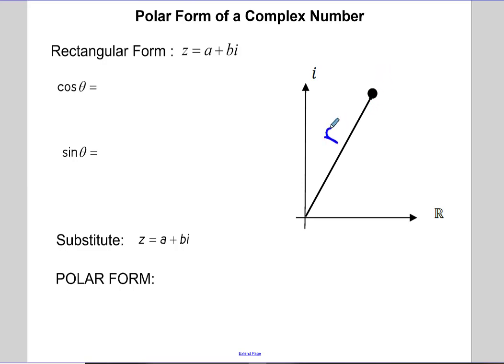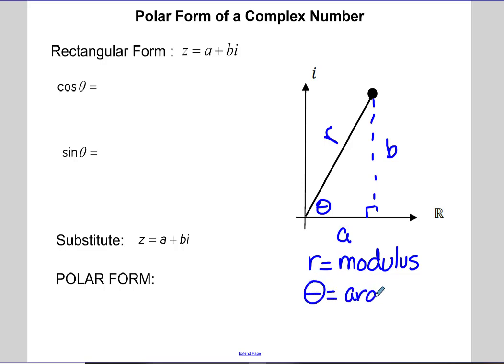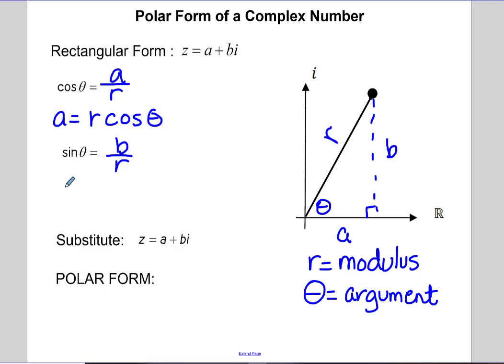And that's my radius. And if we drop a perpendicular back to the x-axis, that's our imaginary length. This is our real number length. This is our angle. And we know that's a right triangle. So we're calling r the modulus, which also happens to be the absolute value, the magnitude. And theta we're calling the argument. So we know that cosine is adjacent over hypotenuse, and sine is opposite over hypotenuse. So if we solve for a, we can multiply both sides by r. A is r cosine theta, and b is r sine theta.